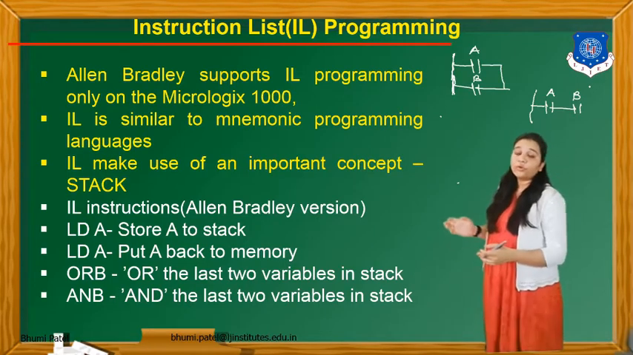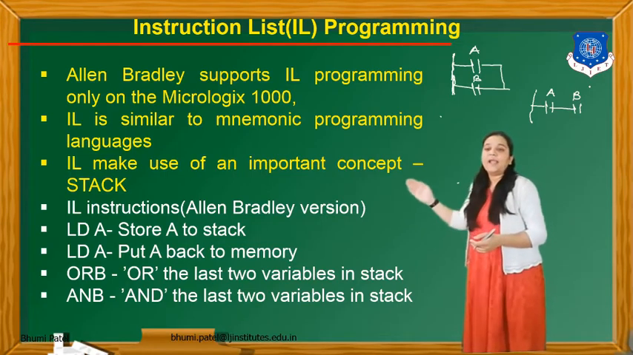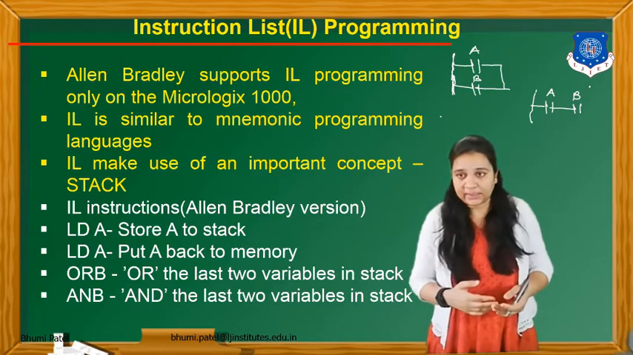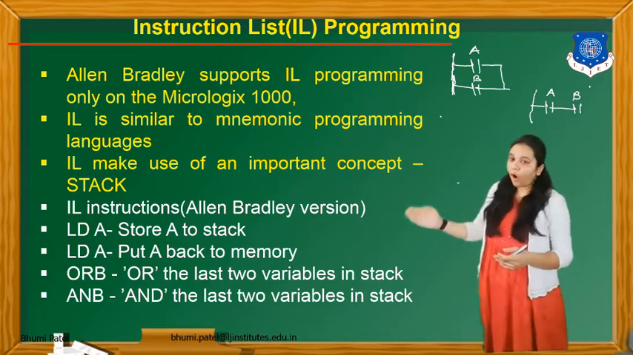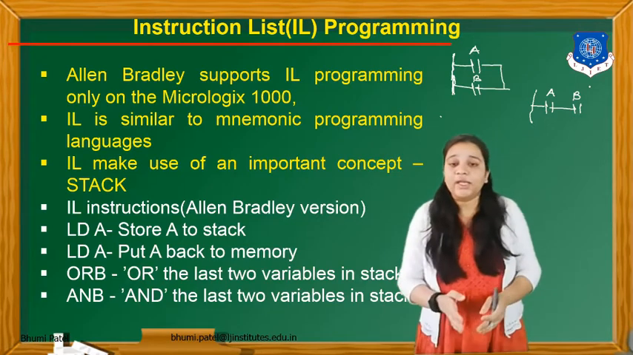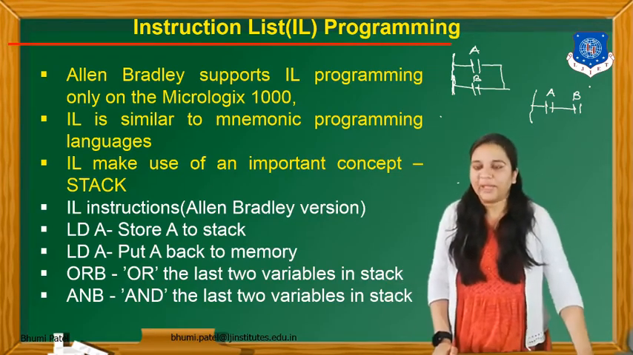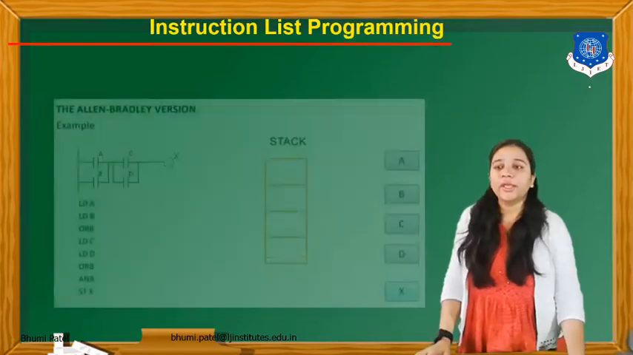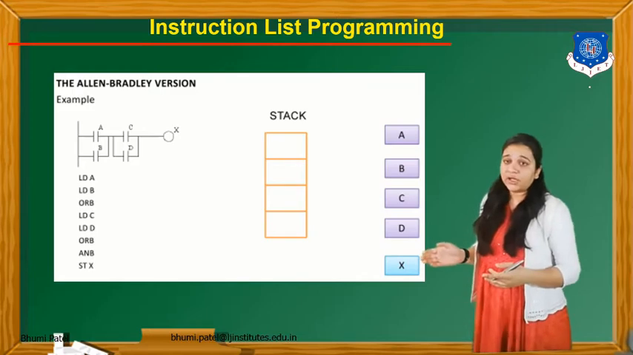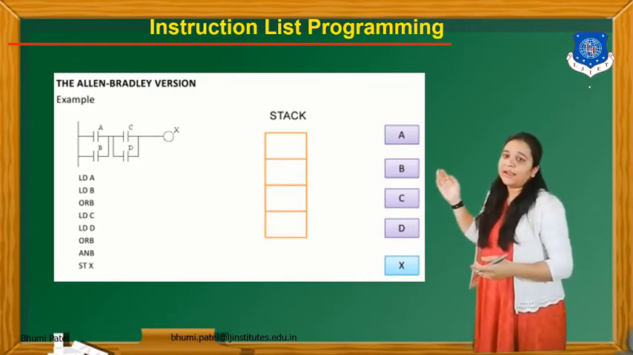If we have to put the input for this particular system, we have to write LD. If we have applied the parallel operation, we have to write OR and the input name, and if we have to put the input in series connection, at that time we have to write AND B. Okay, so this is the actual version of the instruction list programming using Allen Bradley.